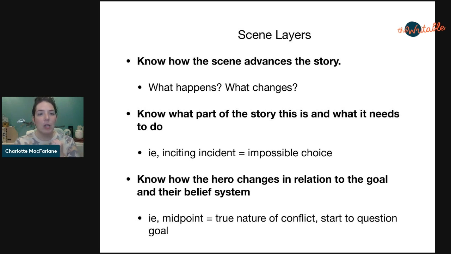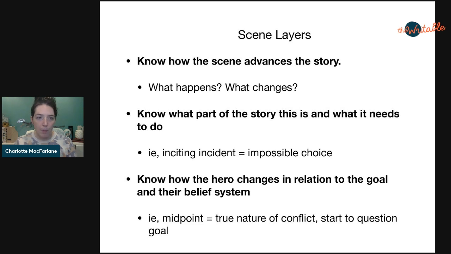We also need to know what part of the story this scene is in and what it needs to do. So really what I mean is when we look at story structure, there's a certain feel to each section of a story. There's a certain twist or way that things change that helps move the story along and helps the story feel intriguing to the reader, feel good to the reader.